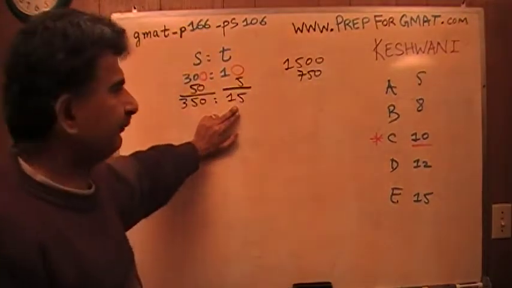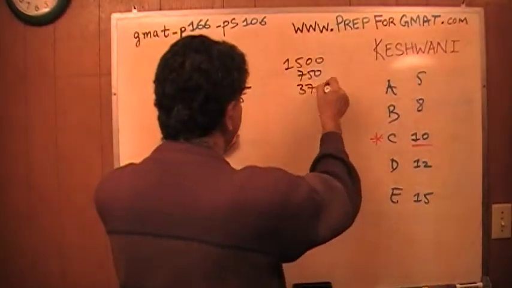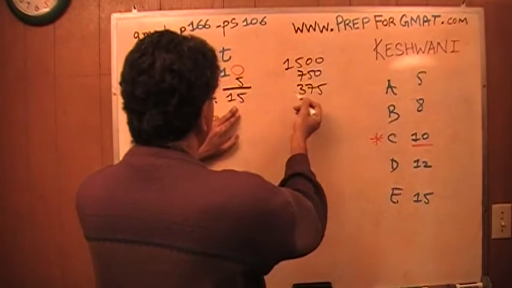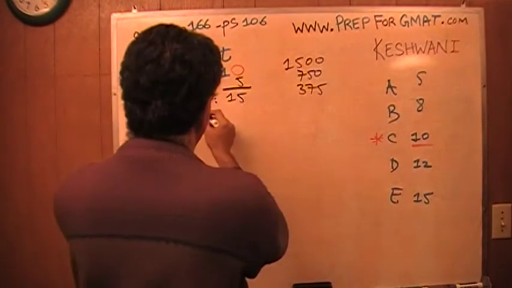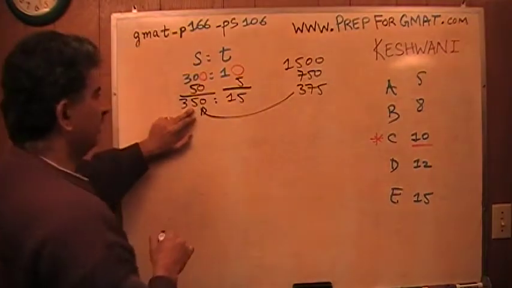And what is half of that? Half of 750 is 375. This is 25 times 15. As you can see, we do not have enough students.